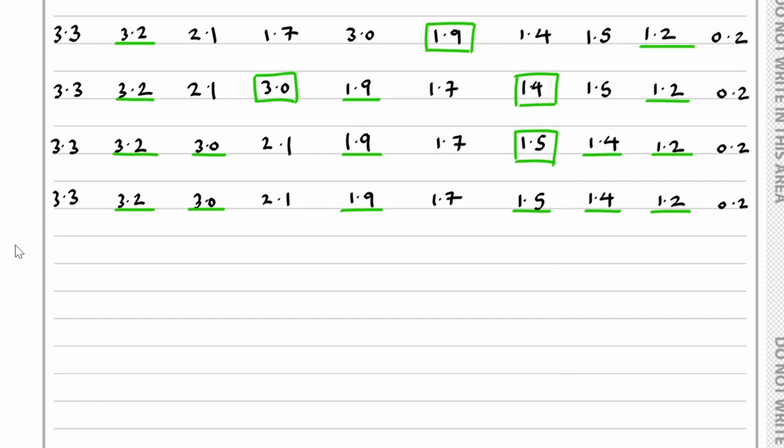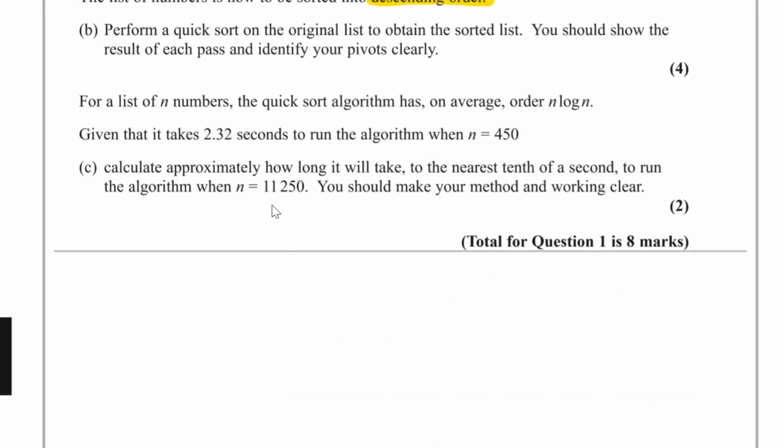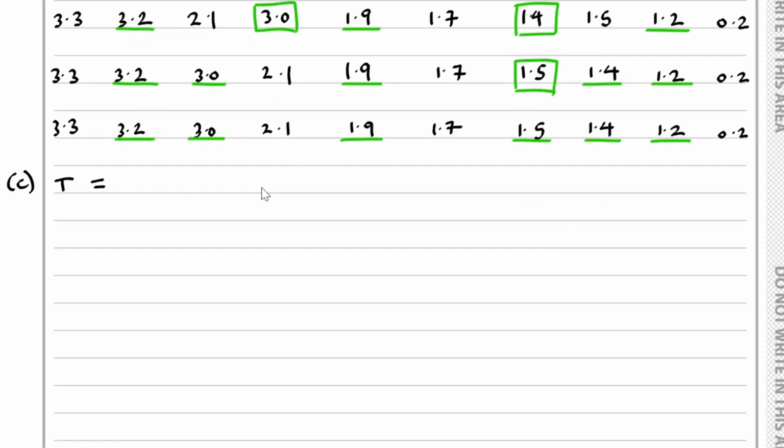So for part C, we want to find how long it will take, if you go back to the question, to the nearest tenth of a second. I think that's actually quite important. How long the algorithm will take when n equals 11,250. So we've got this 2.32, and then we multiply this by fm over fn. So fm, that will be 11250 times by the log of 11250, and then fn, that is 450 log 450.